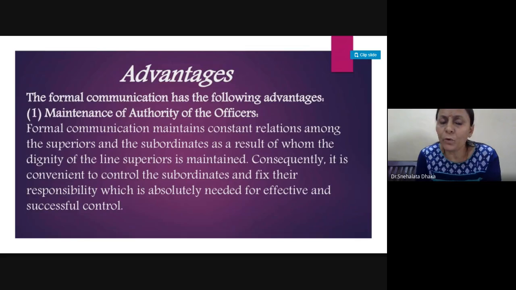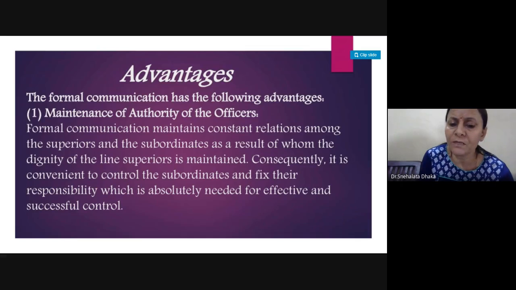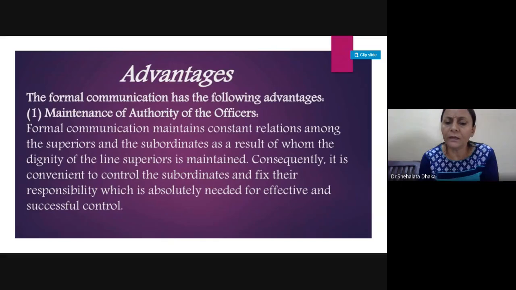What is the benefit of this maintenance of authority in an organization or at a workplace? Because of this, the disciplinary environment is developed, and the work is regulated. Everybody does his or her work on time, in a proper manner, in a disciplined manner, and there is much productivity and much use of time, and we can say less diversion in the organization.